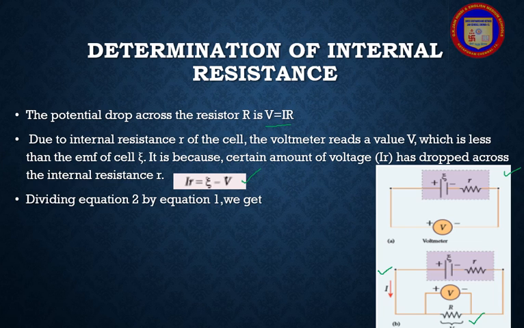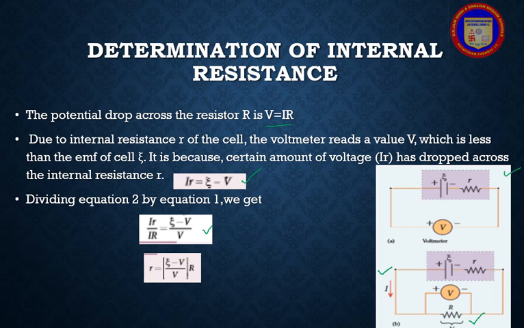Dividing equation 2 by 1, we get Ir divided by IR is equal to ξ minus V divided by V. So r is equal to (ξ minus V) divided by V, into R. Since ξ, V and R are known, the internal resistance r can be calculated.